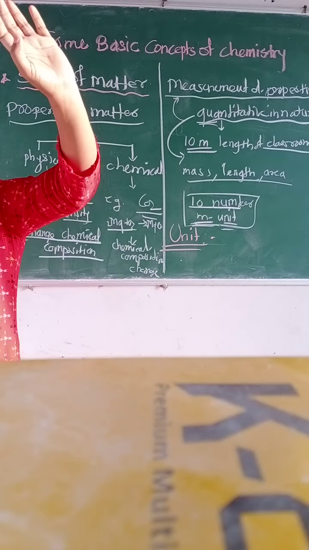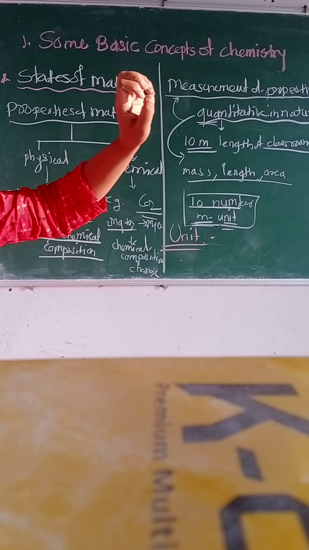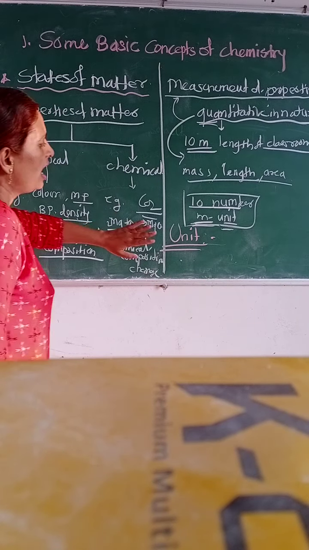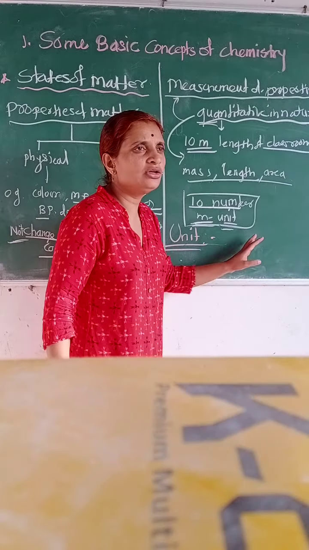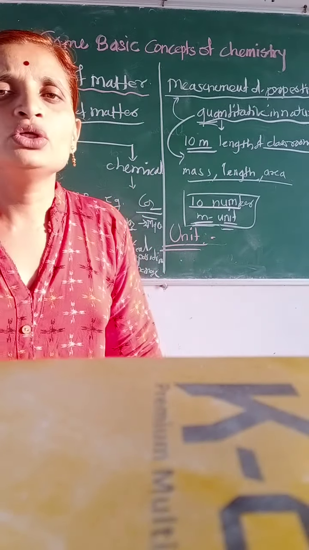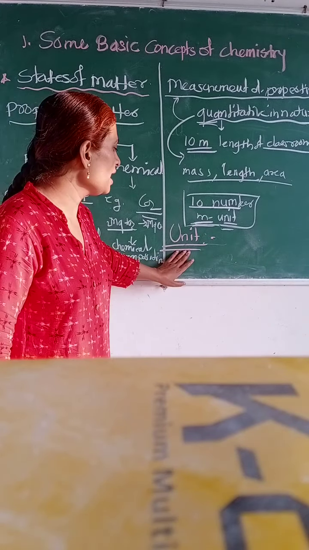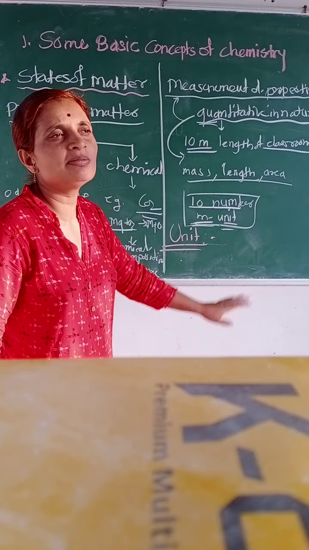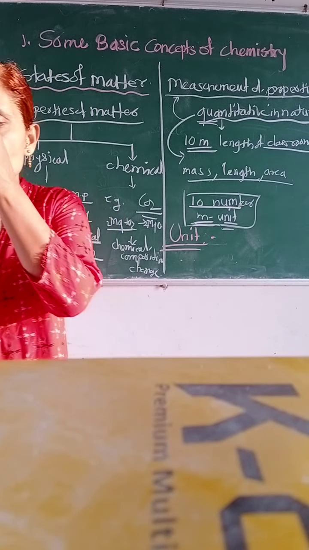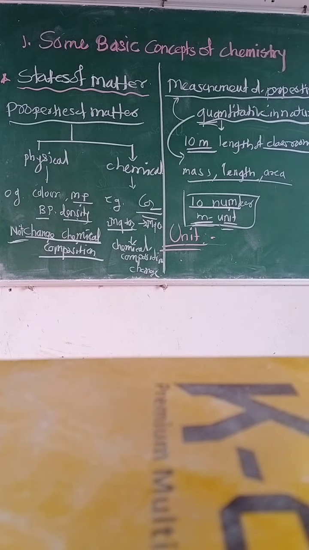If we measure 10 kilogram here, and in some other place we measure it, it will be the same. So arbitrarily decided and universally acceptable standards are called the unit.